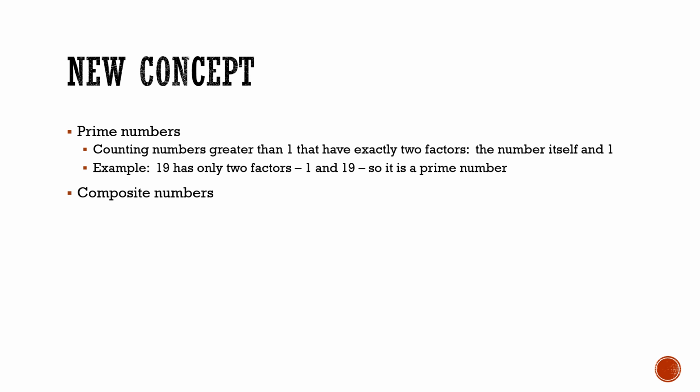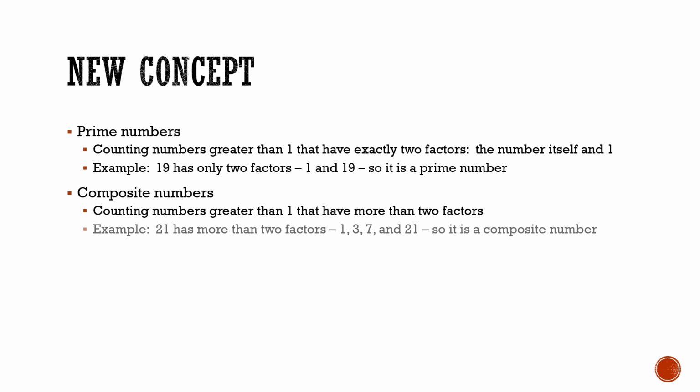Composite numbers, on the other hand, are counting numbers greater than 1 that have more than two factors. So for example, 21 has more than two factors. It has 1, 3, 7, and 21 that it can be divided by. So that would be a composite number.